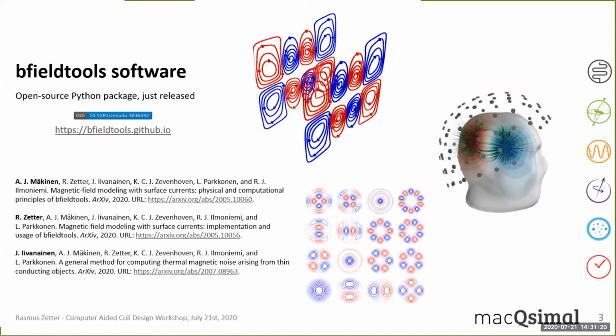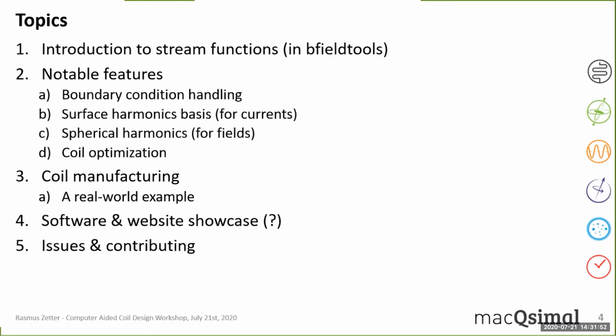And we have 3 arXiv papers which accompany this software. And from these first authors, you can see the 3 core developers of the software as well. So we have Antti Mäkinen, myself, Rasmus Zetter, and also Joonas Iivanainen, who are all from Aalto University. Right, so this is the snapshot: surface currents, those were the applications, check out the preprints. And then I'll go into the topics of today.